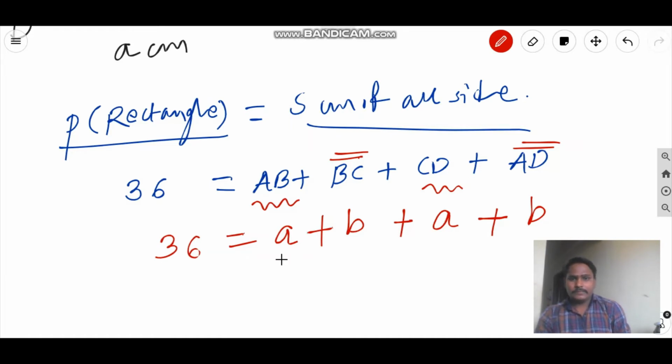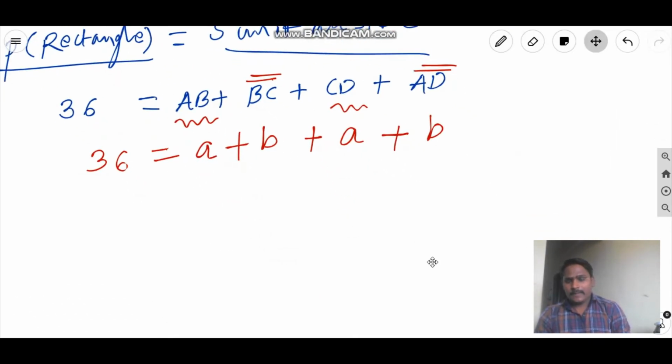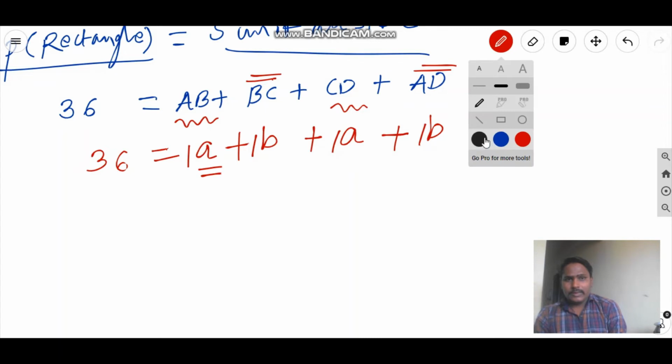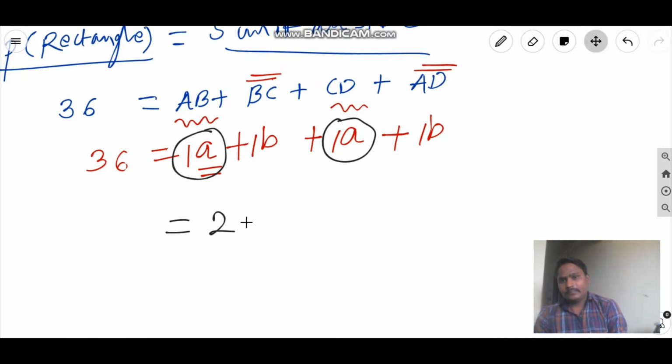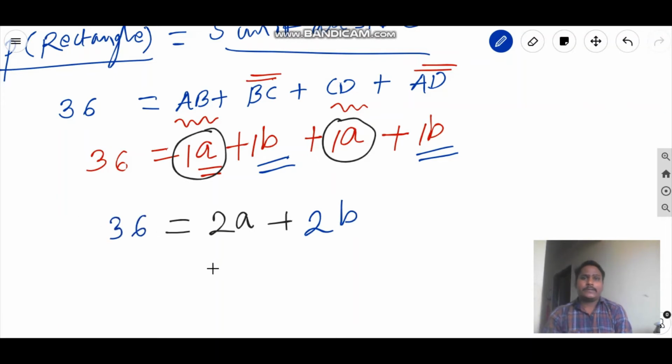Now what we observe here is that this a means 1 times a. Similarly b means 1 times b. So if we add this 1a and 1a, this will give us 2a, right? One time a plus one time a is 2a, plus similarly one time b plus one time b is 2 times b, and this 36 is kept as it is on the left side.